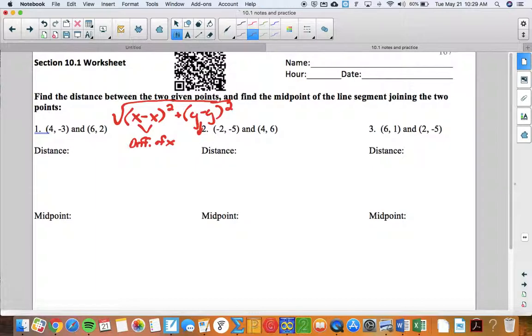And this right here is the difference of y. It makes things go a lot faster, and honestly, I think it makes it more accurate. Because sometimes when we just do too many calculations, we can make some mistakes. So I'll show you what I mean.